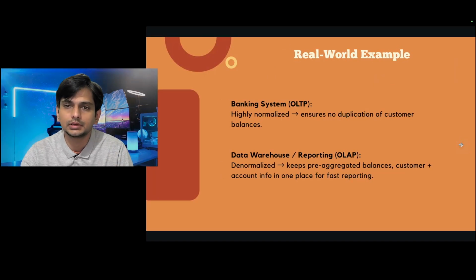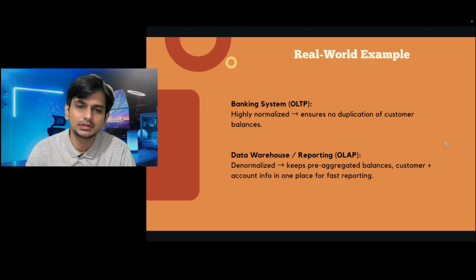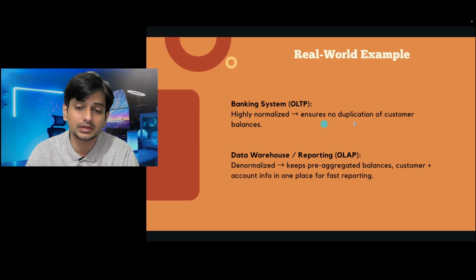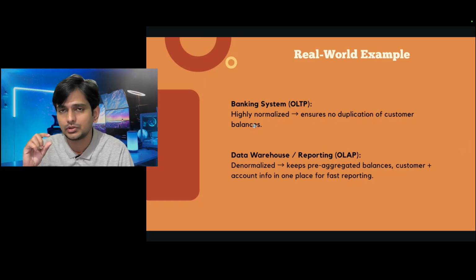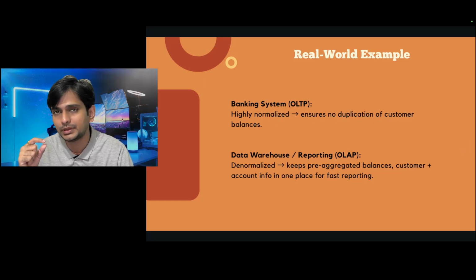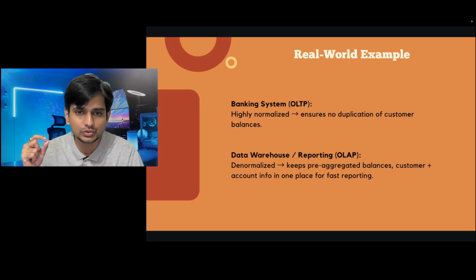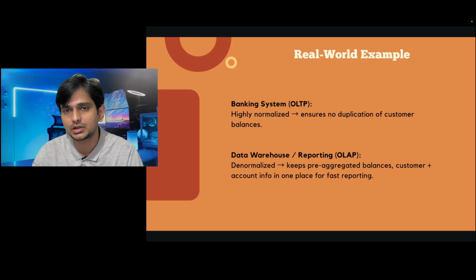So with that, we will take very basic examples here. OLTP systems are highly normalized, as we already saw, and ensure there is no duplicate customer ID, customer balances, because you cannot afford to have duplicated customer balances, because that can create a lot of data integrity issues, right? If balance is updated in one place and it is not updated in another place, that would create an issue. So this is a case where we talk about OLTP, that is banking system, and OLAP is where we're talking about reporting, that is generally in case of data warehouse.